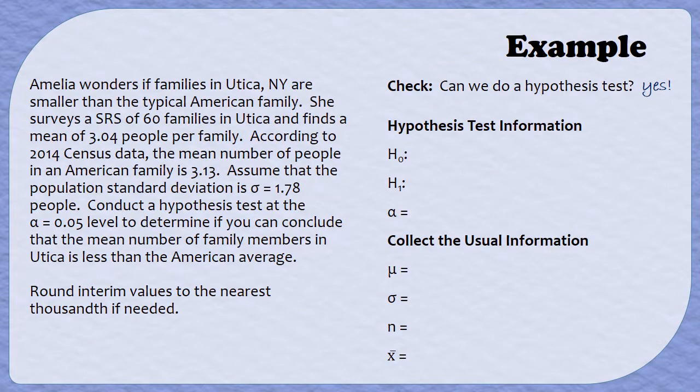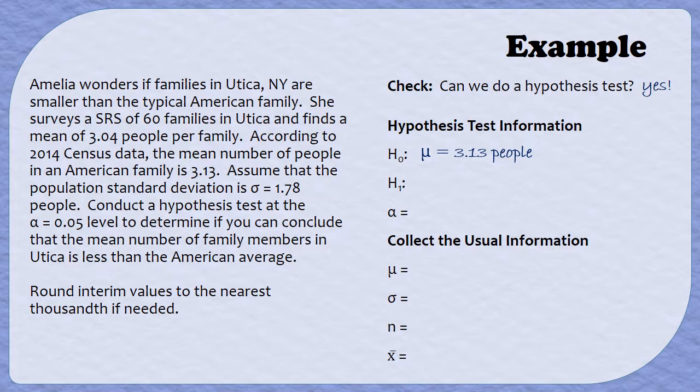Okay, so let's check the results of our information here. On this problem, the hypothesis test information is a little bit tricky to find because it starts out with the sample information and gives you the population information afterwards. So to form the null hypothesis, it says, according to 2014 census data, the mean number of people in an American family was 3.13. This is the information about the population, so this is how we get our null hypothesis.